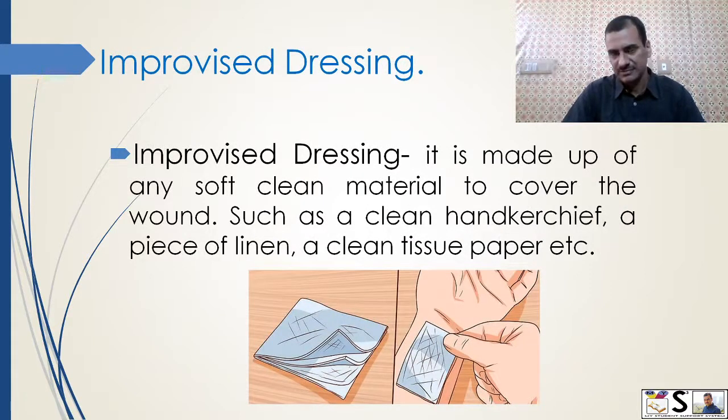Improvised dressing. When we do not get any of the above dressing materials, then we improvise to cover the wound. It is made up of any soft and clean material to cover the wound, such as a clean handkerchief, a piece of linen, a clean tissue paper, etc.